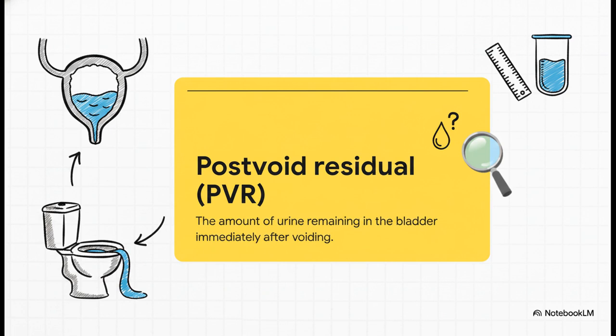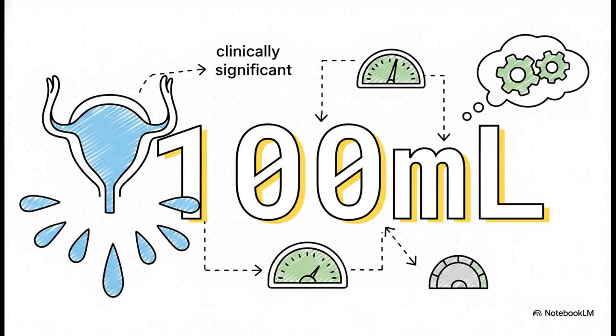And you can see how this ties right back to that idea of urinary retention we talked about. So the big question is, how much is too much? What's the magic number? Well, generally, a PVR over 100 milliliters, that's when we start paying attention. That's considered clinically significant. That number is a clear signal that the bladder isn't working efficiently, and it gives you a solid piece of data to work with when you're planning their care.